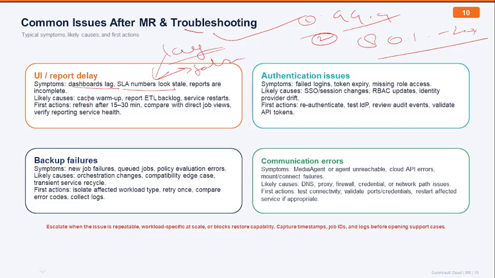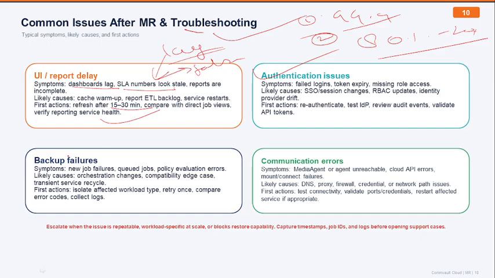Reports are incomplete. You are trying to fetch the report from your dash UI, dash CV SaaS, dash report, but unfortunately it populated incorrect data. Got it? Cache warm-up, report ETL backlog, service restart. First action: refresh after 15 to 30 minutes. Compare with the direct job views. Verify the reporting service health.